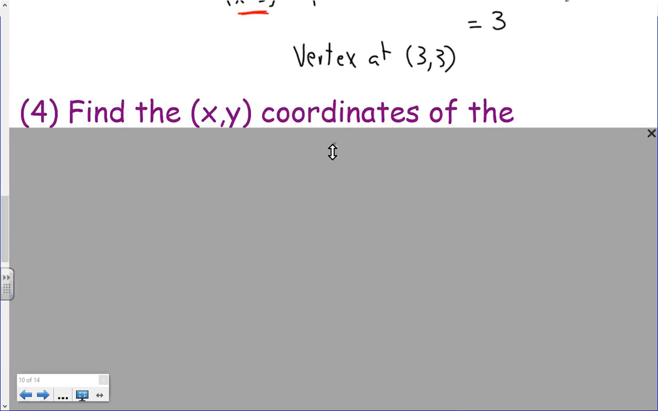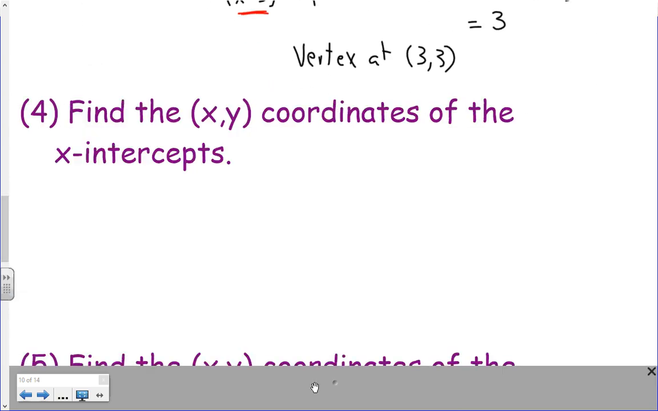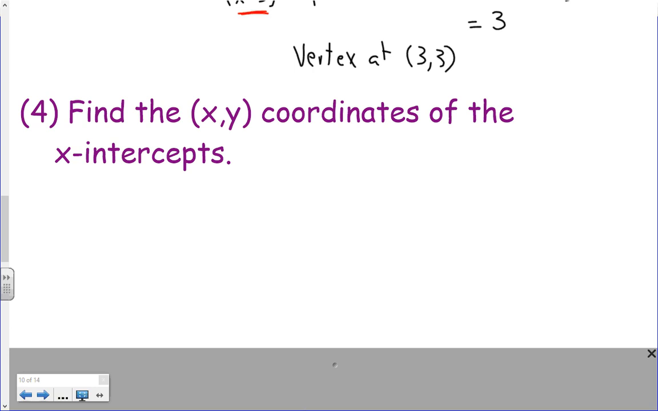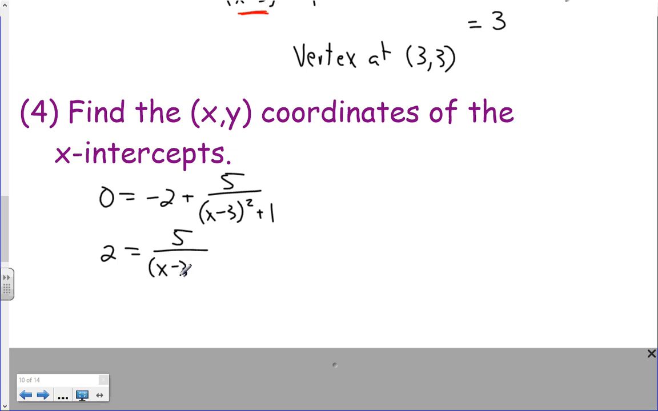All right, the next thing is to find your intercepts. What are your x-intercepts and your y-intercepts? We've done this many times: you just set your equation equal to 0. So you have negative 2 plus 5 over, and I'm going to write this in the vertex form we have here, x minus 3 squared plus 1. Move the 2 over to the other side to get 2 is equal to 5 over x minus 3 squared plus 1.